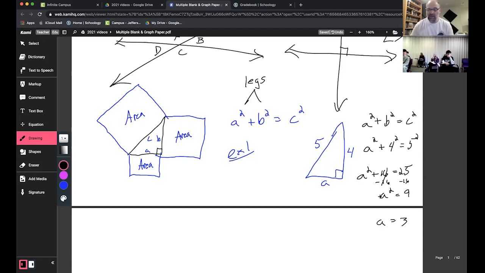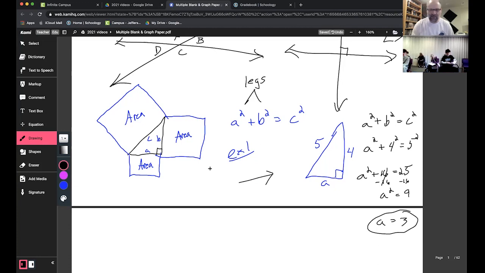This is an example where, hey, that turned out nice. You can actually take the square root of 9, and it's a 3. We call it a 3, 4, 5 right triangle. Since they're all counting numbers, this is called a Pythagorean triplet. We'll talk about that in a second.